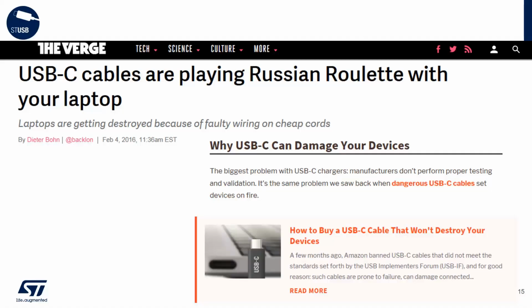Here's an illustration of bad press on the web from a few years ago because of incorrect implementations of early adopters combined with cheap or non-certified USB-C cables. When playing with power without appropriate care, it can be destructive.